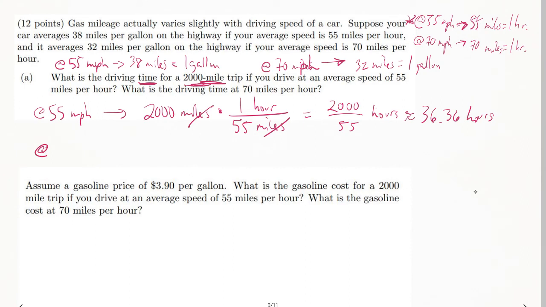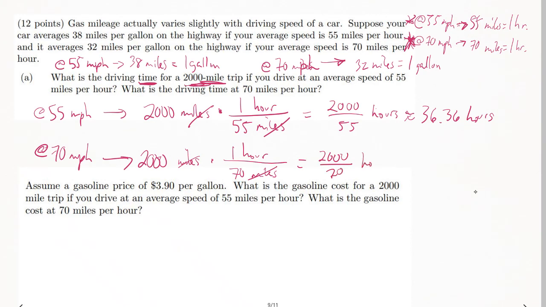Now, if we did at 70 miles per hour, what's going to happen? Well, the only change here is 2,000 miles times, in that case, we'll go to our 70 miles an hour scenario. That means 1 hour equals 70 miles. So our miles will cancel, right? Which is good. And you're left with 2,000 divided by 70 hours. So if you go ahead and figure out 2,000 divided by 70, you'll see that you cut down your time quite a bit. You get 28.57 hours.